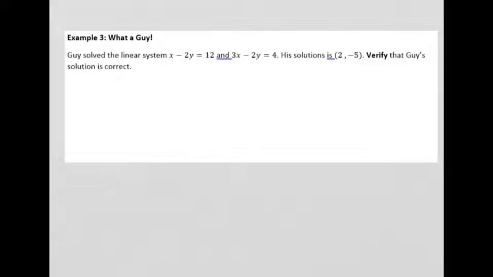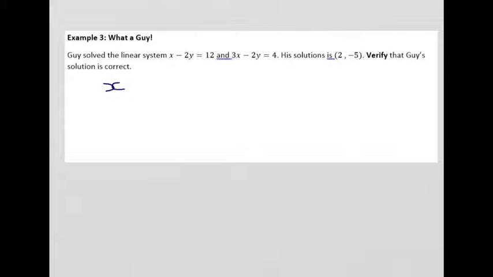Okay, example 3. Here we've got some guy named Guy, clever, and he's already solved the linear system for us. These two lines apparently cross at the point (2, -5). We need to verify whether or not Guy's answer is true. And if you remember from the last example, to verify that a point is a solution for a system, we have to take that point and plug it into both lines. We have to show that it lies on both lines to prove that it's a solution, or to verify that it's a solution. So let's go ahead and do that.